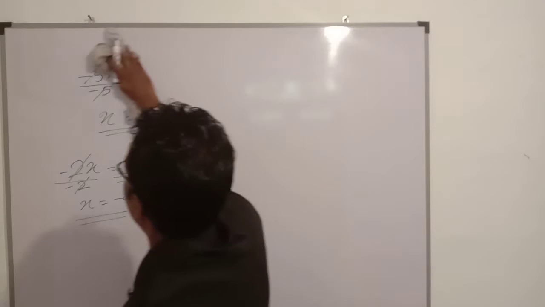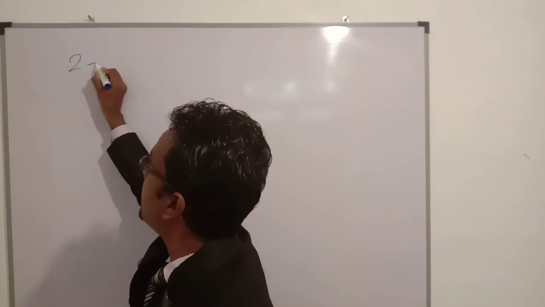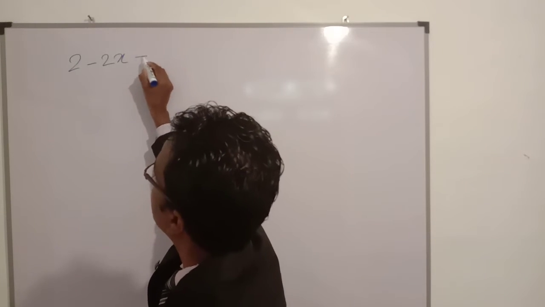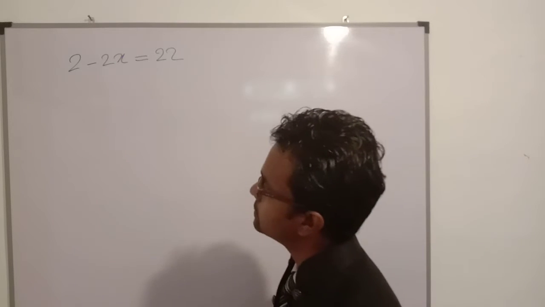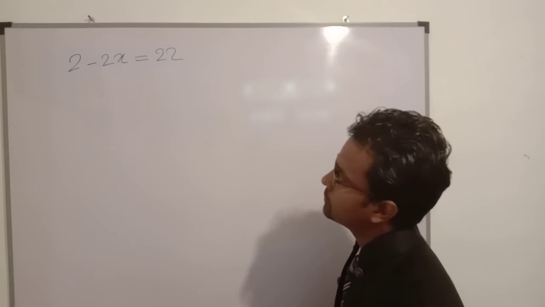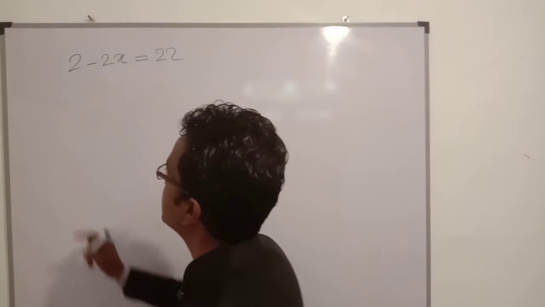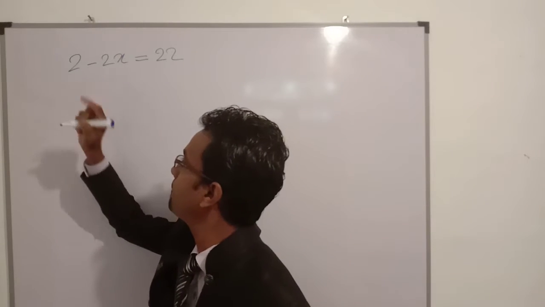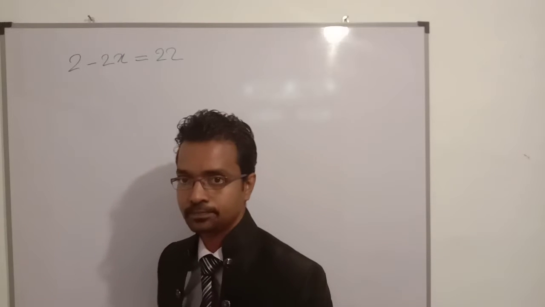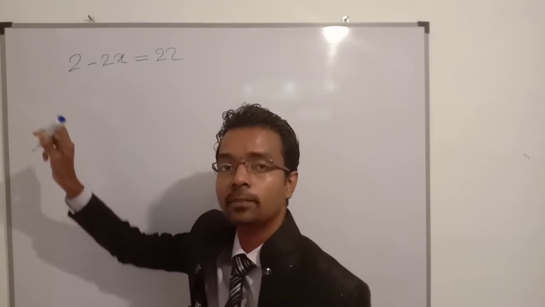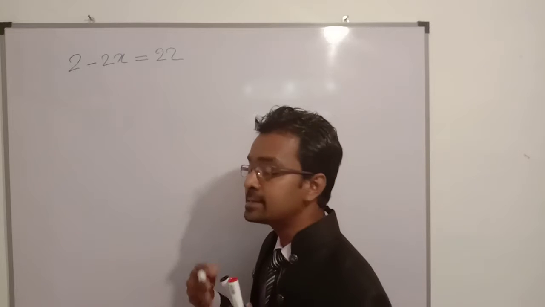I will take another example. 2 minus 2x equals 22. This one is a simple equation. So let's see how to solve this one. The first step is removing the constant number. This one. That's the thing. Before removing it, you understand its sign. What is the sign? If the sign is not mentioned, that is positive. This is positive 2. Let's add its negative value.